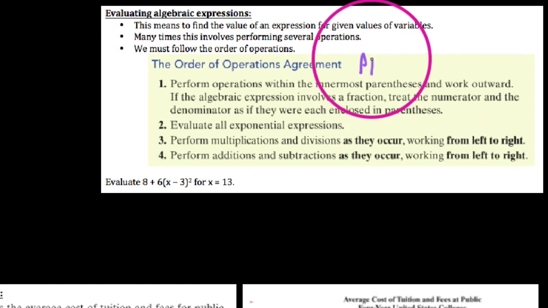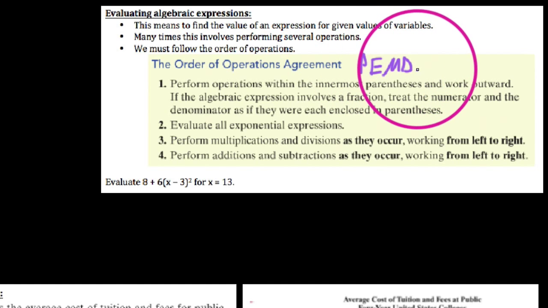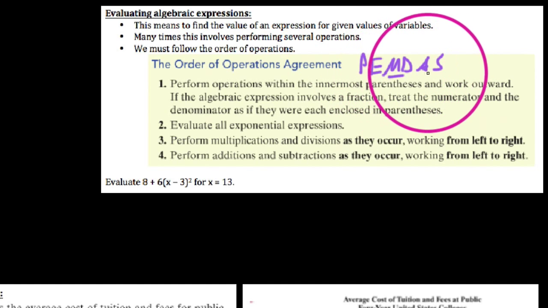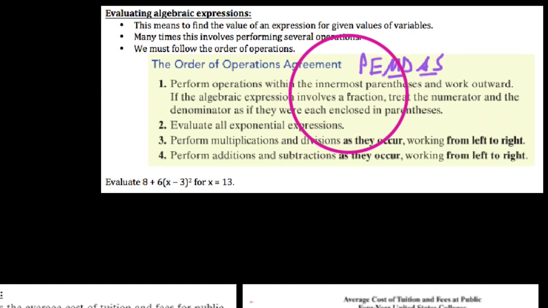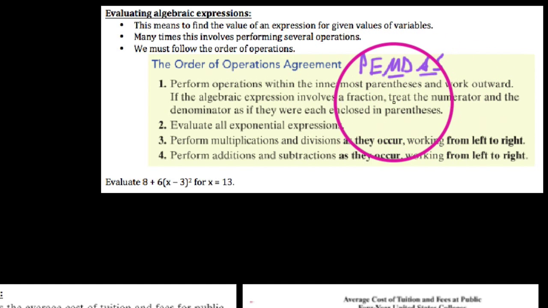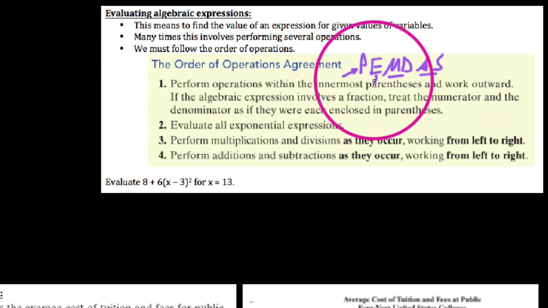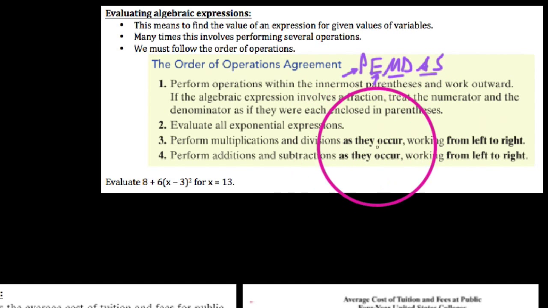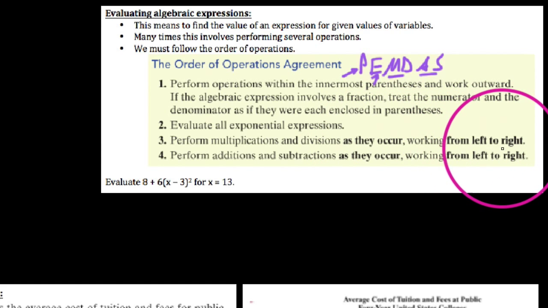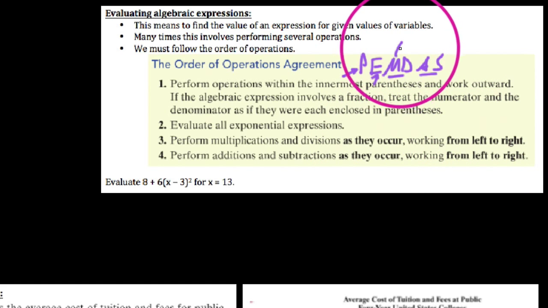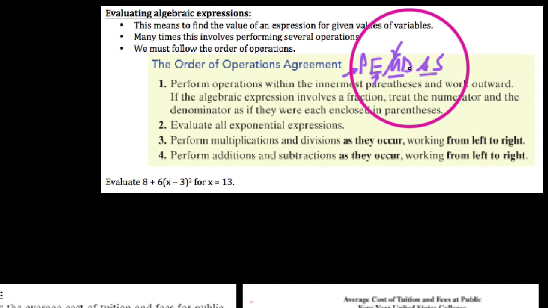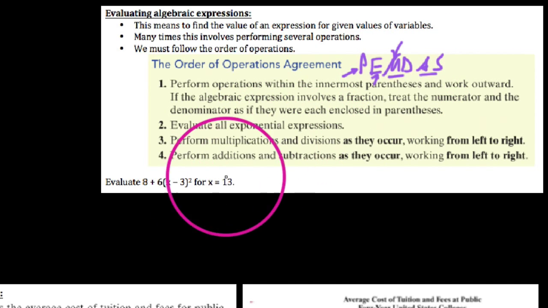And you've probably heard this: Please excuse my dear Aunt Sally. But basically what we're going to do is perform the innermost parentheses and work outward as much as possible. And that's what this P stands for, following up with exponents next. Now the important thing I want to point out is this. When you do your multiplications and divisions, you do them as they occur. That is, you do them from left to right. So it's not necessarily true that multiplication in an expression is going to come before division. Maybe division then multiplication, you do it from left to right.